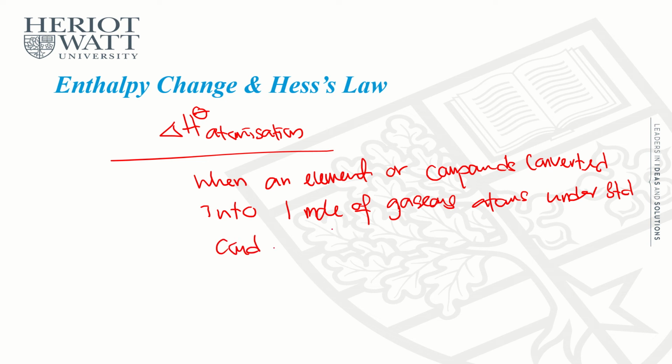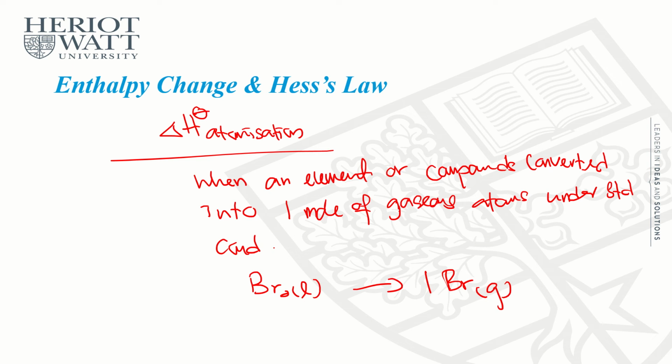Can you name any element or any compound? For example, I have bromine. Bromine is a molecule and is a liquid under standard conditions. Please make sure you put in the proper physical states. And then what do you get? You will change it into 1 mole of gaseous atoms. See the difference? Br2 converted into Br. On the left-hand side is a molecule, and on the right-hand side is a single atom. But this equation is not balanced.